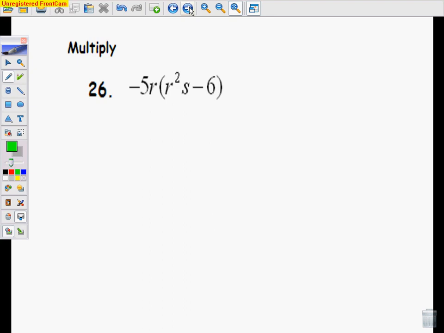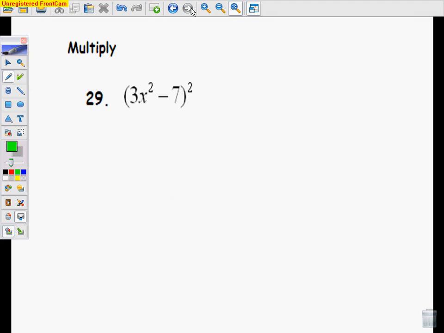Here, we're multiplying. When you have something on the outside like this, all we're going to do is distribute it into the parentheses. Okay, so let's distribute. Negative 5 times this first term, there's no coefficient on that, so we're just going to bring the negative 5. R times r squared, that's r to the third power. And then we're just going to bring in that s. Then we distribute over here to that negative 6. Negative 5 times negative 6 is positive 30. And then we're just going to bring down the r.